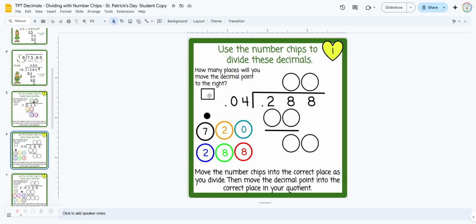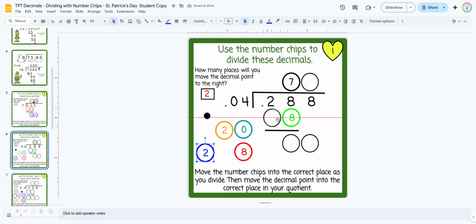Next slide here, remember the first thing they have to do is type how many places they're moving their decimal point to the right. And then they're going to divide as if these were whole numbers. So 4 goes into 28 7 times. 7 times 4 is 28. Subtract, they get 0. And then they have to bring down that 8. And then 4 goes into 8 2 times.